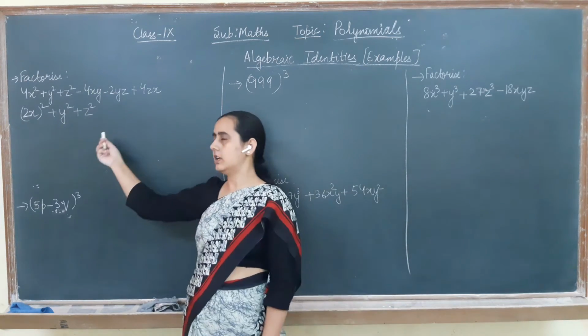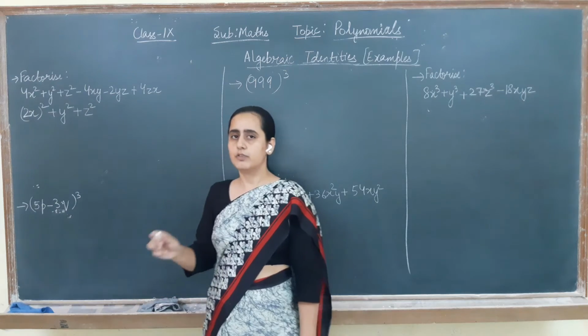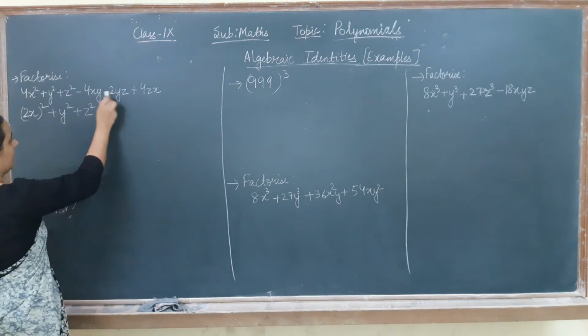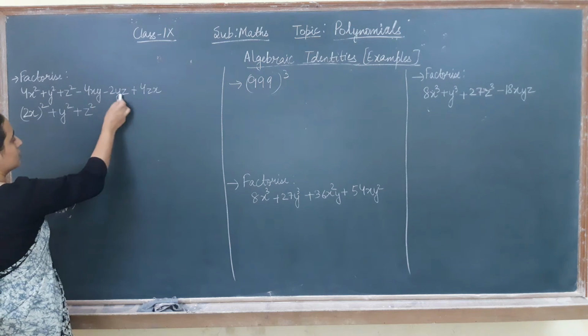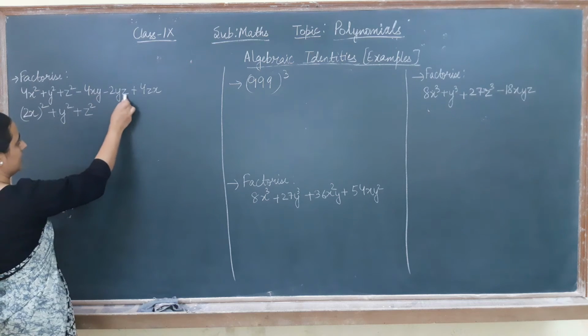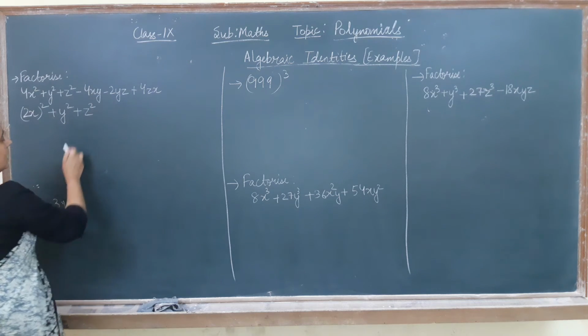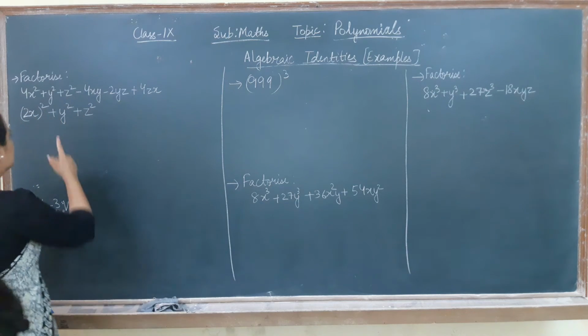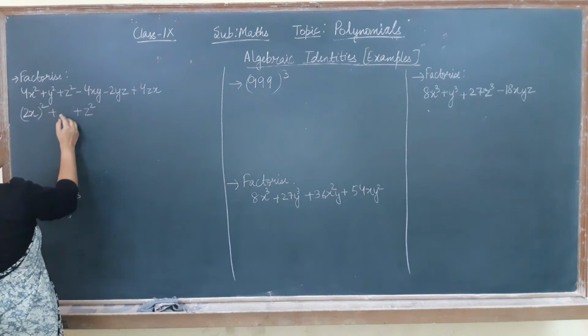Because the square of any term is always positive. So for deciding this, we check the negative terms. Like these two negative terms are there. These two have what thing in common? See, xy, yz. Y is common. That means the term with y is negative. Fine. So this y square, I will write it as minus y whole square.